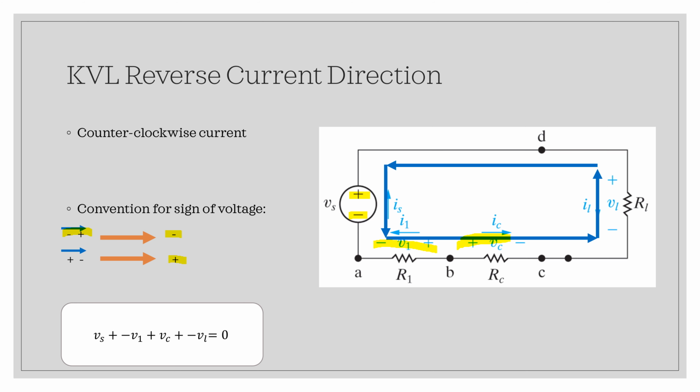At R sub C, we're entering at the positive terminal, exiting at the negative. So our voltage would be plus V sub C. Then we come up to our next resistor, which is R sub L, and we're entering at the negative terminal and exiting at the positive, so it would be minus V sub L, and then we return to the beginning of our loop. So we set that equal to 0.